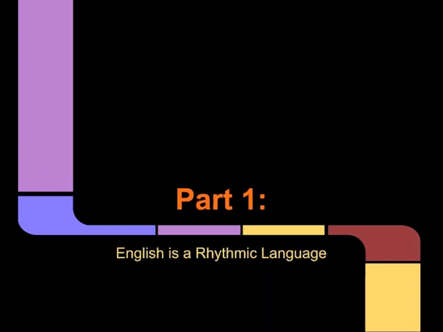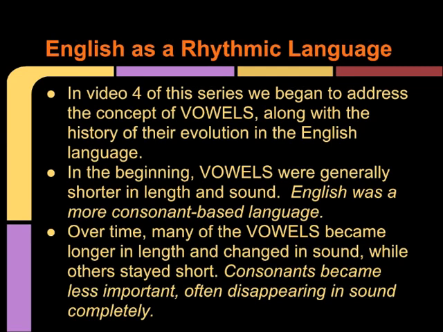Part 1. English is a rhythmic language. In video 4 of this series, we began to address the concept of vowels, along with a history of their evolution in the English language. In the beginning, vowels were generally shorter in length and sound. English was a more consonant-based language.